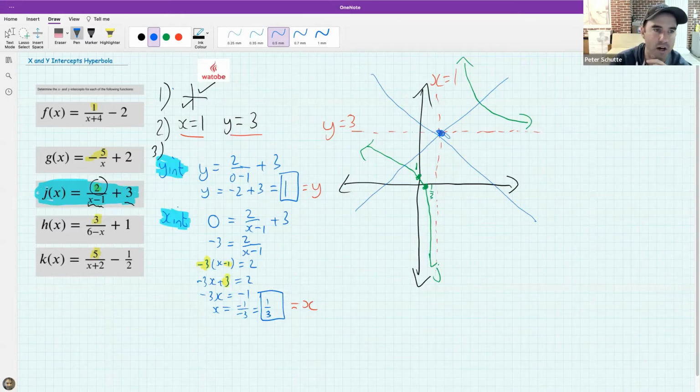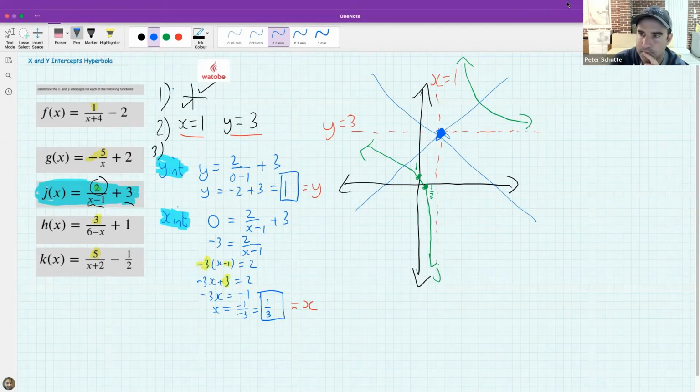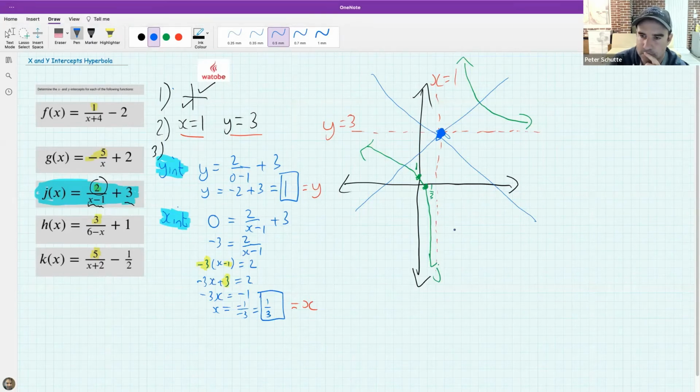I want you guys to write down for me in the chat, what is this point over here? What are the coordinates of this point? Because later on in the lesson, we're going to use that. It's where the two asymptotes meet, but it's also where the axis of symmetry goes through. What are the coordinates of that point? What's this going to be? The asymptotes can guide you.